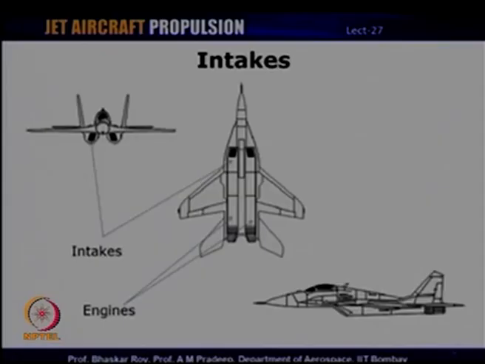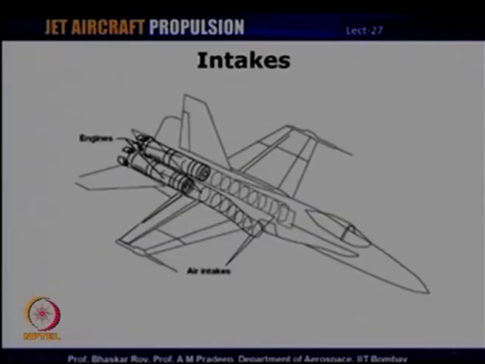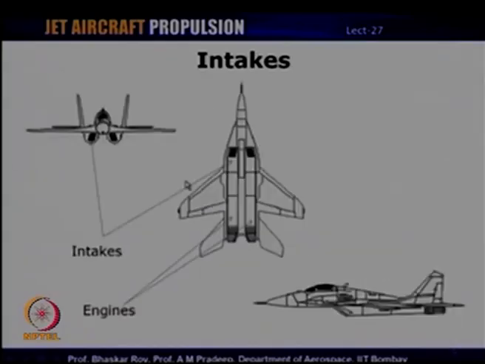Now, this is another configuration of again a military aircraft engine, wherein the intakes are located in a different location as compared to what it was in the previous slide. In the previous case, you can see that the intakes are located on the sides and the engine is mounted towards the tail of the aircraft. In this case, also the engines are located towards the tail, but it is mounted underneath the aircraft fuselage, and the intakes are in this case not curved.